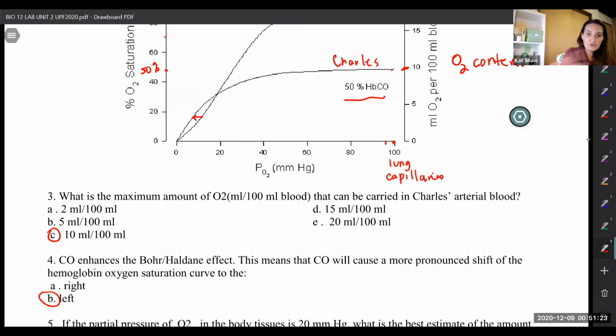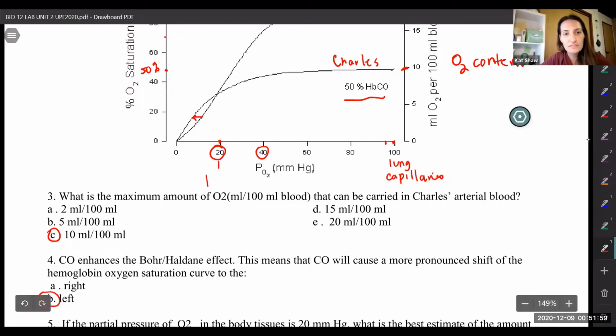and we go to our tissues, well, in a normal individual that's not experiencing carbon monoxide poisoning, typically the partial pressure of oxygen in their tissues will be around 40 millimeters of mercury. That would be normal. But given the fact that Charles now has this problem where oxygen is not being released to the tissues and his tissues are becoming hypoxic, the partial pressure of the tissues is even less, at 20 millimeters of mercury. And so this represents now Charles's tissues.